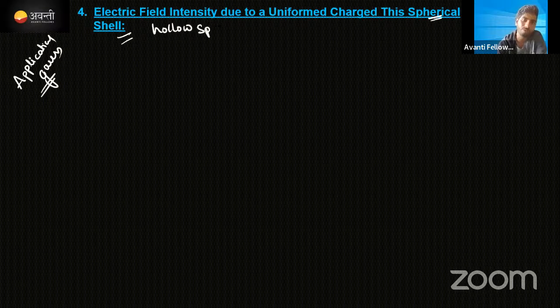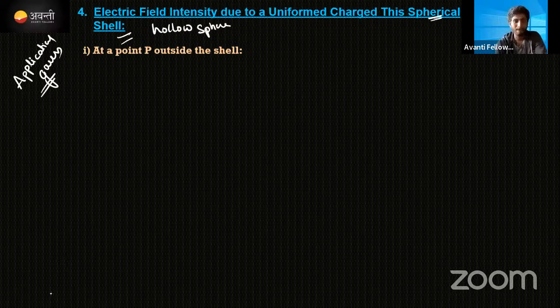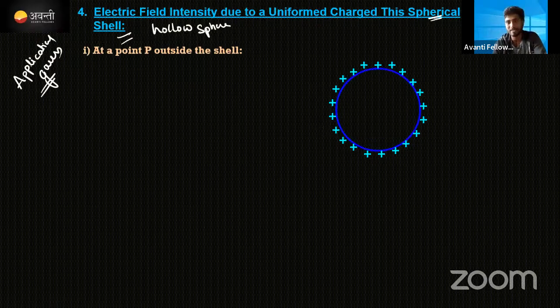Hollow sphere. Hollow sphere means empty sphere. We are taking here actually an empty sphere. कैसे होता है? देखो. First we are considering the point outside the sphere. First देखो इधर, this is a hollow sphere.